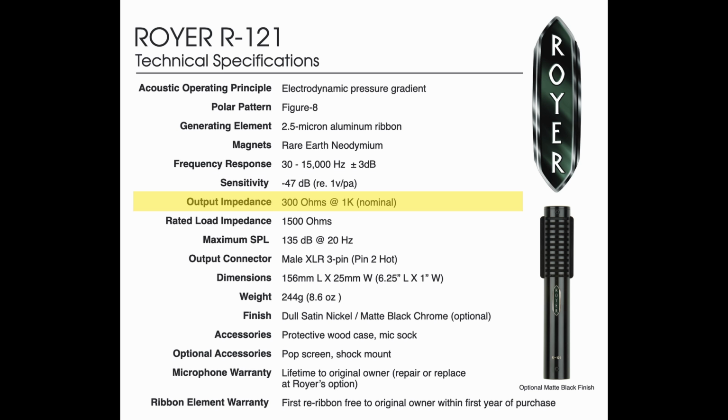Number 7 is fun time, the output impedance. This is what we're talking about. This gives us an ohm rating, but at a frequency. Usually we'll see it at 1K.